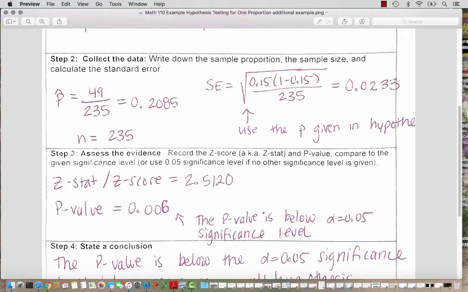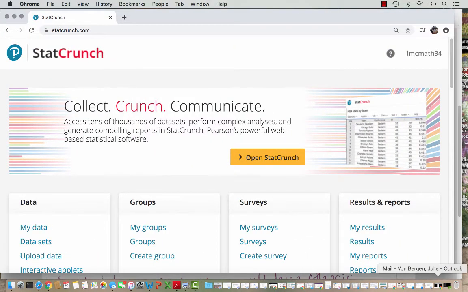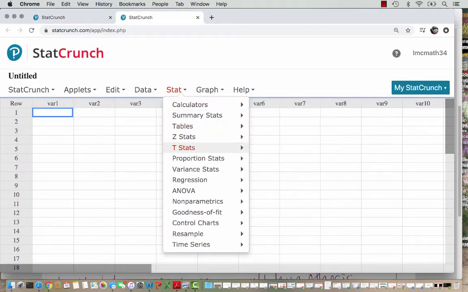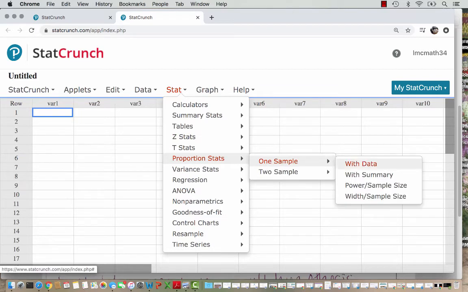You could, of course, always do the z-stat or z-score formula by hand and then consult with StatCrunch or a table to find the p-value, but we're going to go ahead and let StatCrunch do all those calculations for us. So in StatCrunch, I can open a blank StatCrunch, and then I'm going to go to Stat, Proportion Stats, One Sample, With Summary, since I have the data counts already from this study.